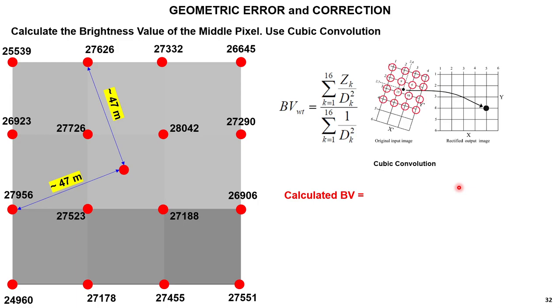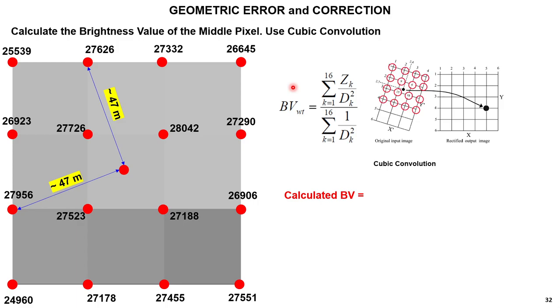So has anyone solved it? Sir, in this, what is Z_k? Z is the brightness value. So in this equation, do we have to take the maximum value or minimum value? No. Summation of everything. You can see the sum, right? So it is summation of each and every point. Summation of all points? Yeah.